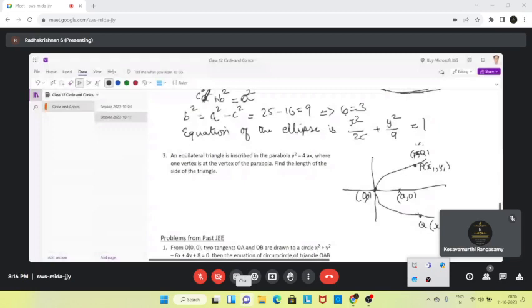So now this is given as an equilateral triangle, 0, 0, which is OPQ. OPQ is the equilateral triangle. Find the length of the side of the triangle. Okay. So please try to work on this problem. I'll give you a few minutes. Try to work on this problem.